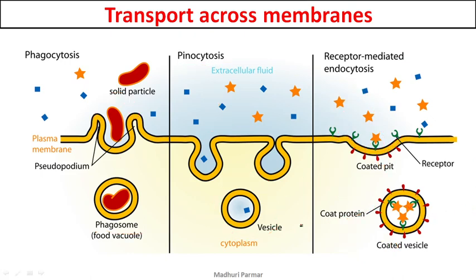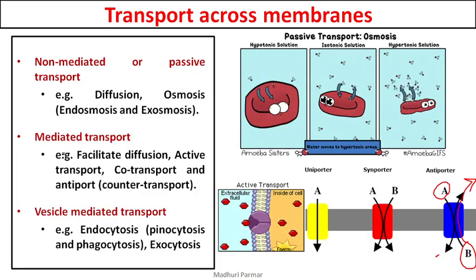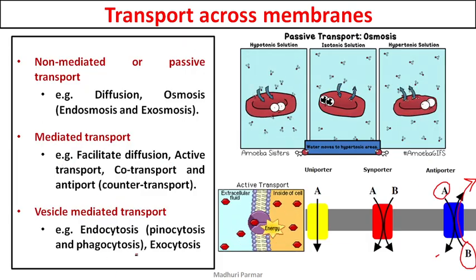The exact opposite reaction: if this vesicle goes and fuses, and whatever was present inside, it could be waste, it could be proteins, everything is thrown outside the cell, then this is called exocytosis, fine? So these are the vesicle mediated transports. You have normal mediated transport and vesicle mediated transport.